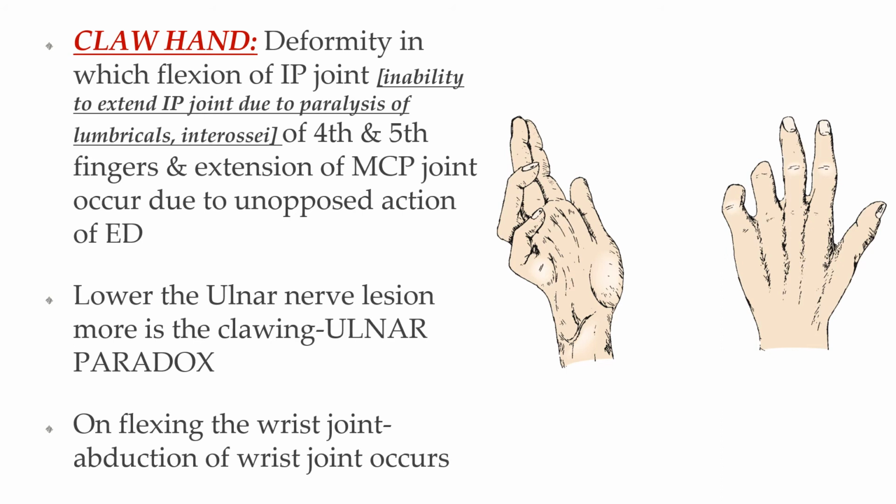The patient with ulnar nerve injury complains of weakness of flexion at wrist joint, and whenever the person performs flexion at wrist joint, then automatically abduction at wrist joint occurs because of the pull exerted by flexor carpi radialis.